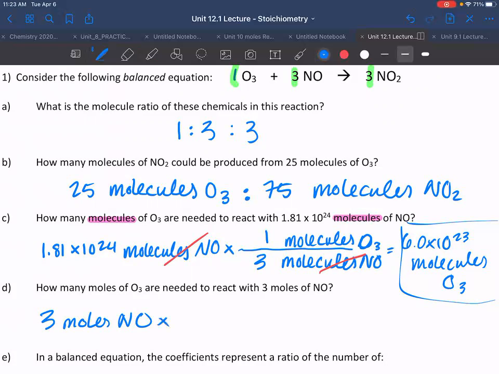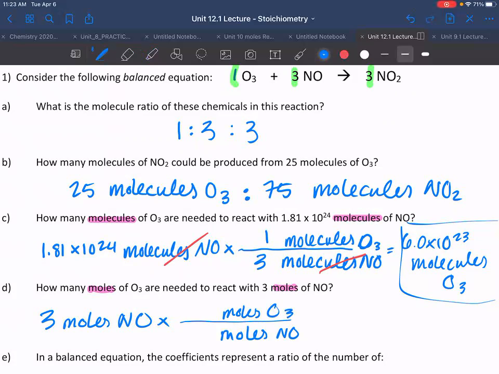Get ready for a conversion. But since we are going from moles to moles, again, we can just use the coefficients here. We just have to figure out where we're putting each thing. So we want to cancel out moles NO, so we want moles NO on the bottom here then. Our target is moles of O3. Sorry, I keep saying NO3. Moles of O3.